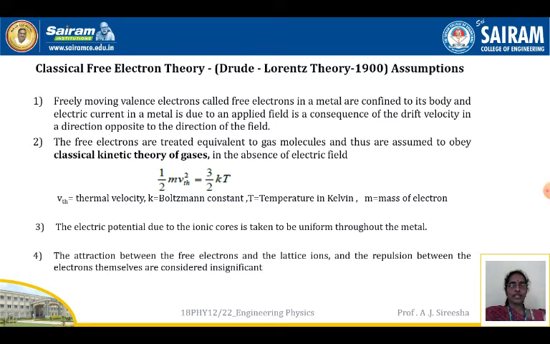So they have said that the free electrons are treated as gas molecules and assumed to obey the classical kinetic theory of gases. Vth is the thermal velocity, K is the Boltzmann constant, T is the temperature, and M is the mass. The third assumption is that the electric potential due to ion cores is taken to be uniform throughout the metal. The attraction between the free electrons and the lattice ions, and the repulsion between the electrons themselves, are considered insignificant.